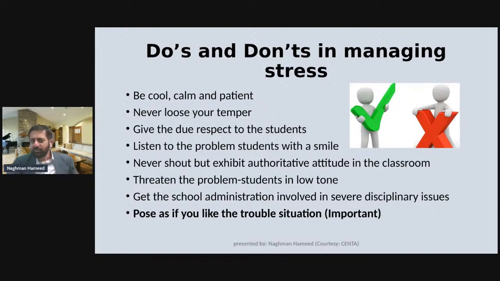As a matter of fact, I say this to my students, that you have your due respect, and I have to give you that respect. And then they will automatically give you respect. It's not a matter of more respect and less respect. So let's give due respect to the students as well.